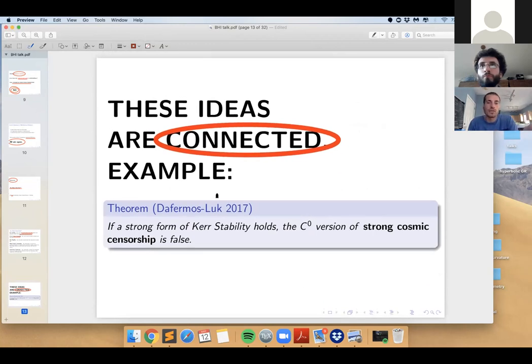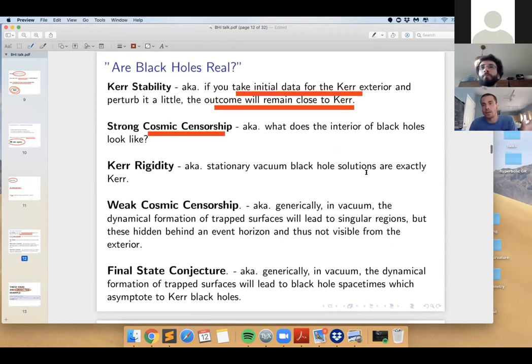And in fact, in wonderful work in 2017, Dafermos and Luk showed that if a strong form of Kerr stability holds, for instance, then the C0 version of strong cosmic censorship is false. I won't bother you with the details of what this means. The essence of the point is that there is a connection between these conjectures. They're not standalone conjectures, they're connected.